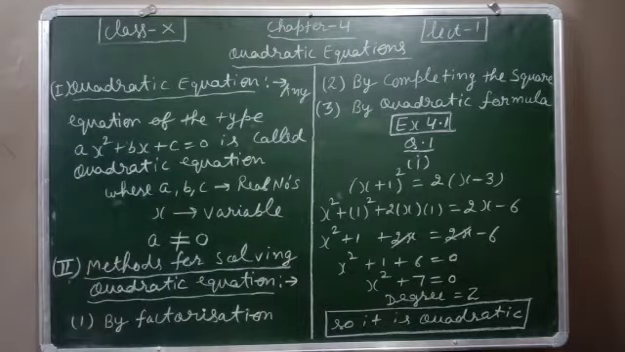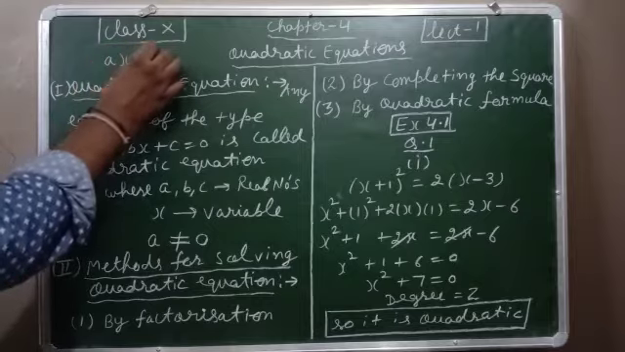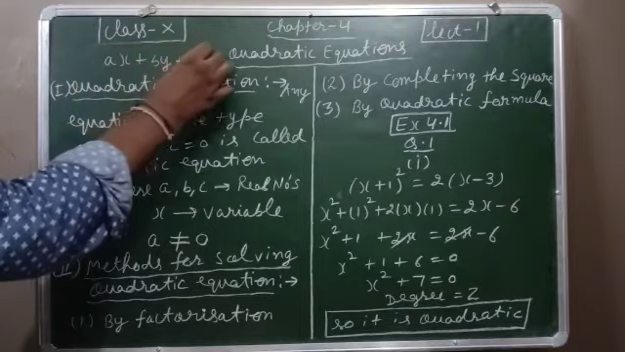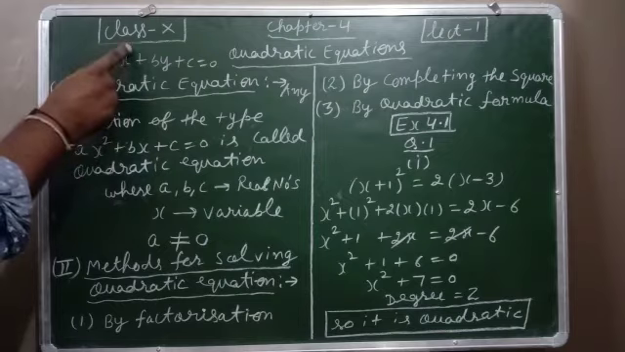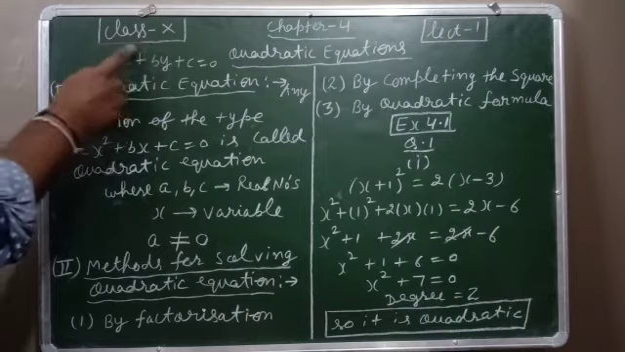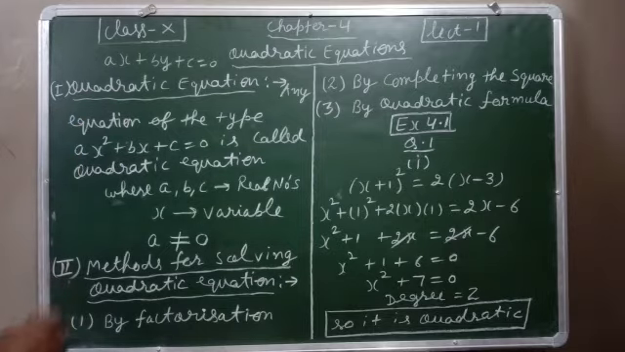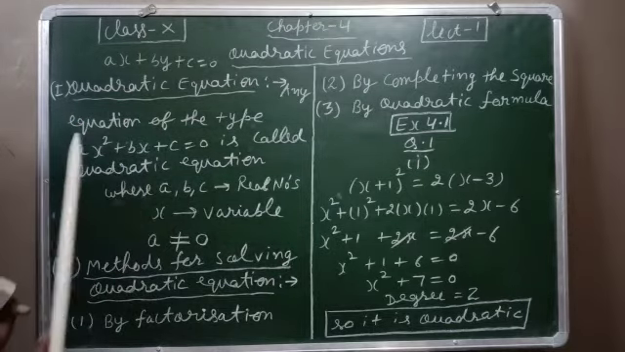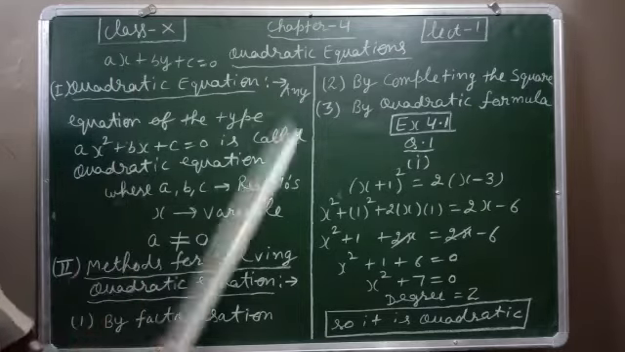Like we studied in chapter number 3, the linear equation in two variables is ax plus by plus c equal to 0. This is the general form. Here the highest power of x or y is 1. If the highest power is 1, it is linear. If the highest power is 2, then it is called a quadratic equation. So we have to keep in mind only this, that if the highest power is 2, it is quadratic, and if the highest power is 1, it is linear.